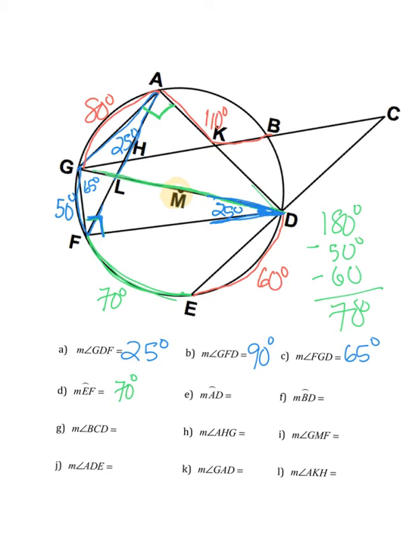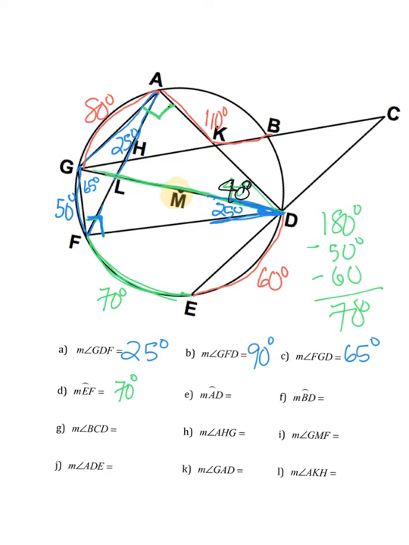Let us find the measurement of other angles to be able to answer other questions. First, this angle ADG intercepts arc AG, which is 80 degrees. That makes angle ADG equal to 40 degrees, half the intercepted arc. Okay?